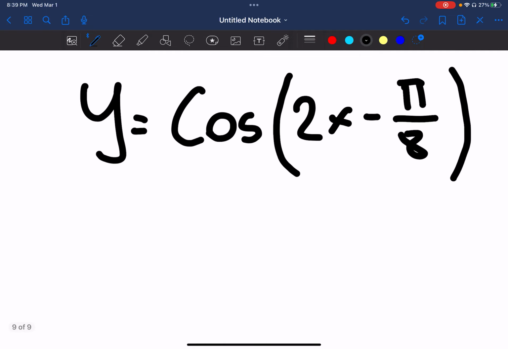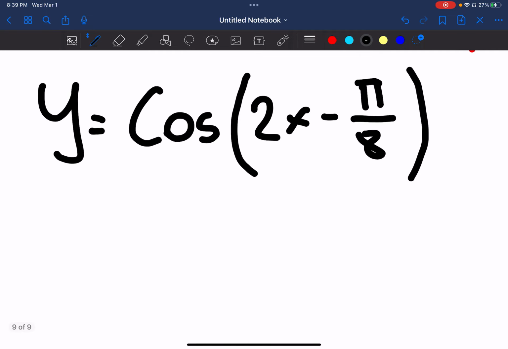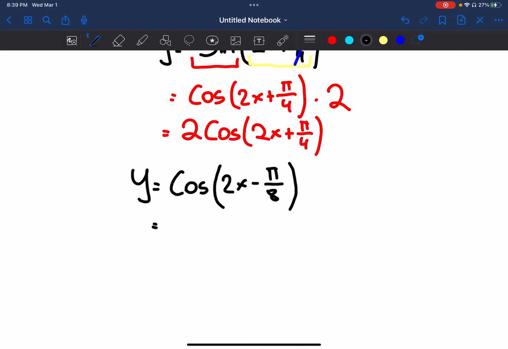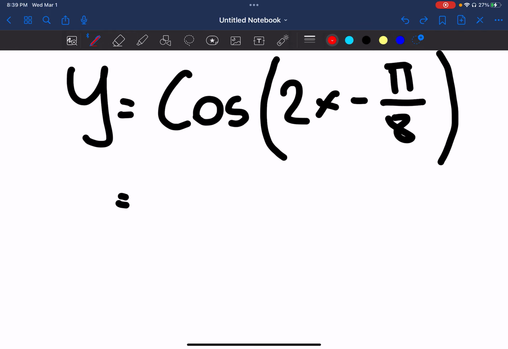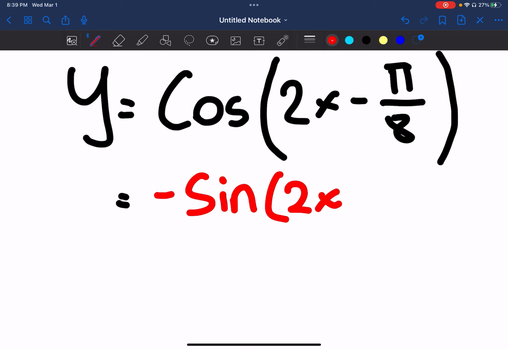So remember, it's like a chain rule problem. So we'll find the derivative of the outside. So the derivative of cos is equal to what? So we scroll up back to the table. Derivative of cos is equal to minus sine. So we'll say it's equal to minus sine, put by the inside, which is called the parameter, 2x minus pi over 8.